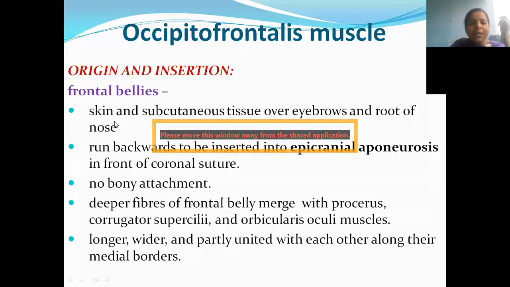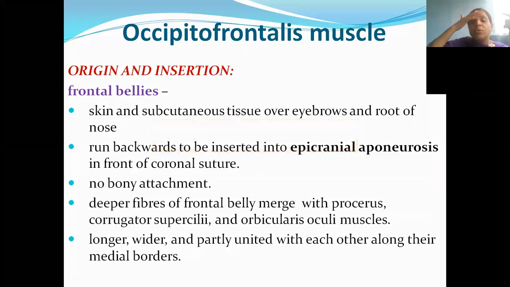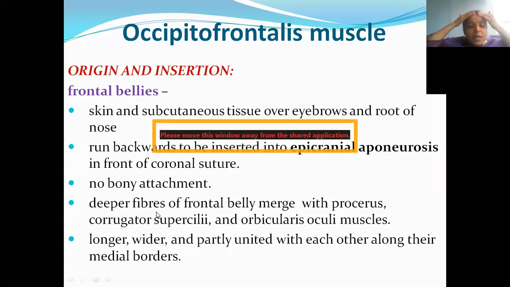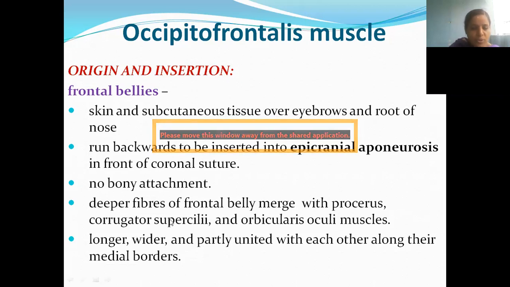So frontal belly, its origin is skin from here and subcutaneous tissue over the eyebrows and root of the nose. That means the whole of this plane is giving origin to the frontal part of occipitofrontalis. Just now you have seen the muscle fibers are running backwards and getting inserted into epicranial aponeurosis. This frontal belly has no bony attachments. It is directly coming from the skin of the forehead and getting merged with epicranial aponeurosis.